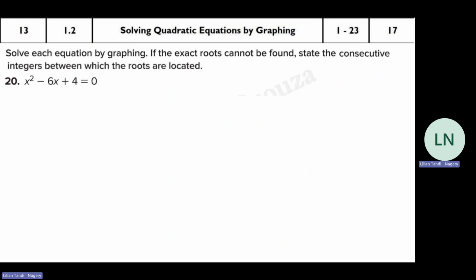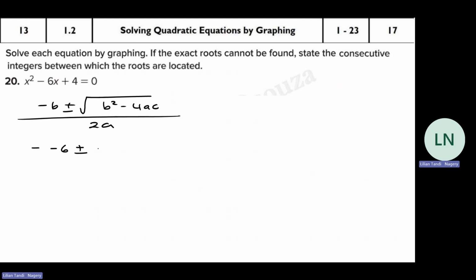So now I am solving. I just did here the quadratic formula: negative b plus or minus the square root of b squared minus 4ac over 2a. Remember, this is in multiple choice, so you need to get your answer quickly and correctly.